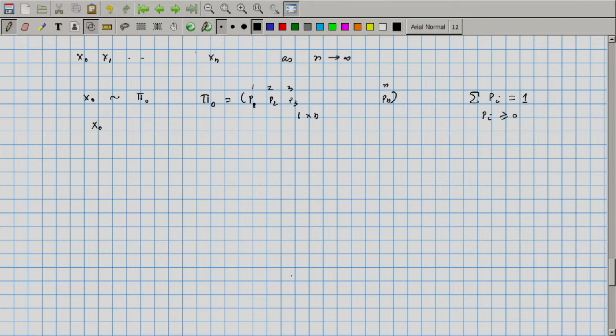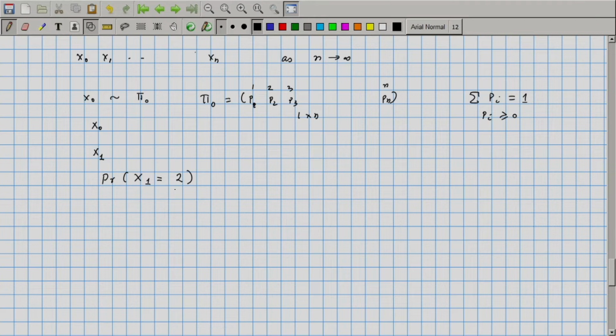Now, once x0 is given, we can think about what will be x1, because x1 is a random variable which is dependent on x0 in a Markov sense. So, what is the distribution for x1? We need to compute the probability that x1 is equal to, let us say, 2. So, we have to determine the distribution of x1.